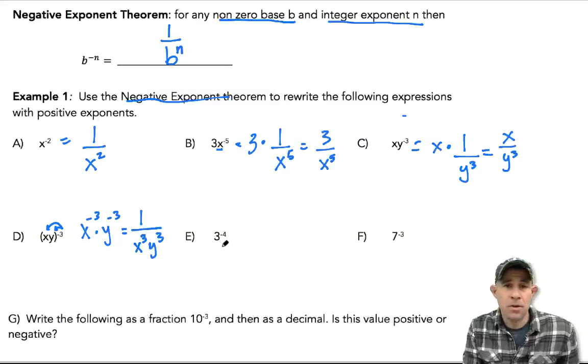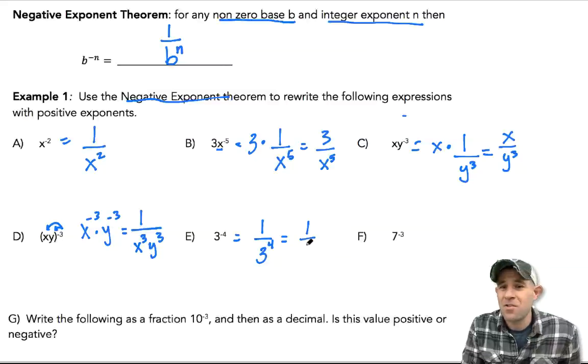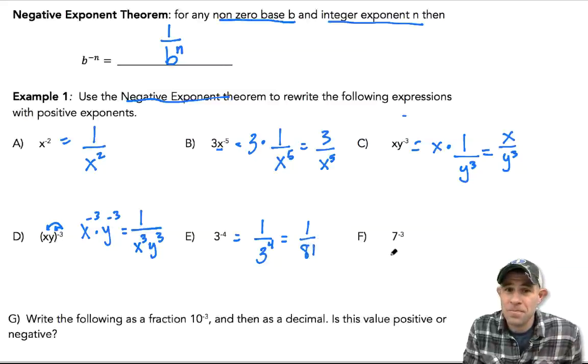All right, 3 to the negative 4 can be rewritten as 1 over 3 to the positive 4th power, because that is the reciprocal. Now let's simplify this further. 3 to the 4th power is 81, so that is 1 over 81.